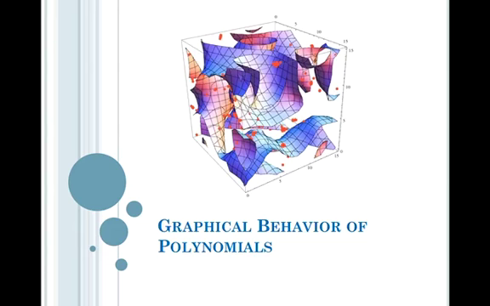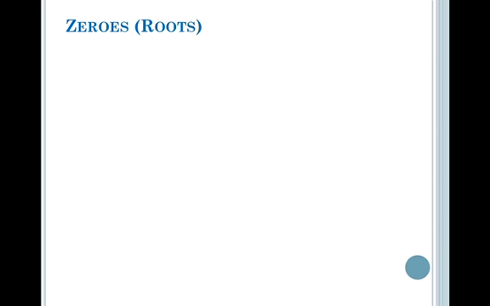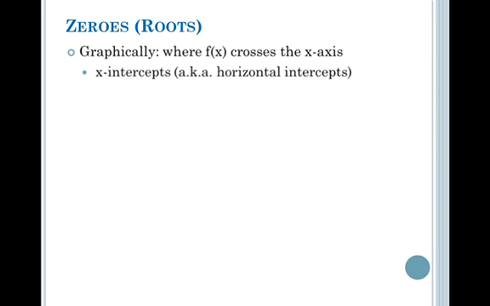In this video, we're going to learn about the graphical behavior of polynomials. Let's first review what a zero or root is. Graphically, this is where f of x or y crosses the x-axis. In other words, a zero is wherever y is 0. So these would be our x-intercepts in our graph. Algebraically, these are the x values where y equals 0.